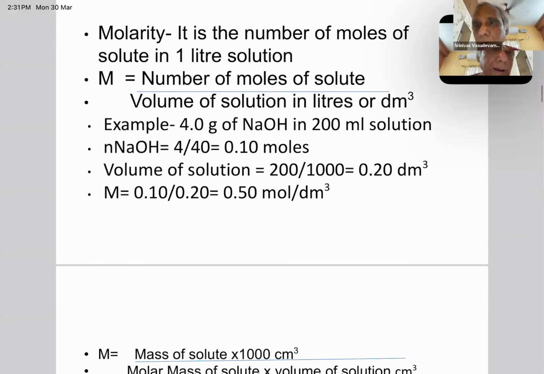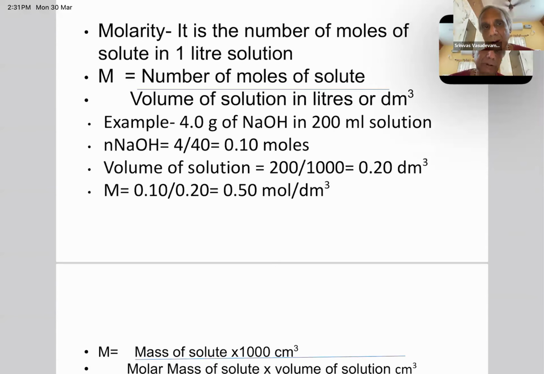Molarity and molality are commonly used terms here. Molarity is the number of moles of solute present in 1 liter of solution or 1 decimeter cube solution. Molarity is equal to number of moles of solute divided by volume of solution in liters or decimeter cube. For example, 4 grams of sodium hydroxide dissolved in 200 ml solution.